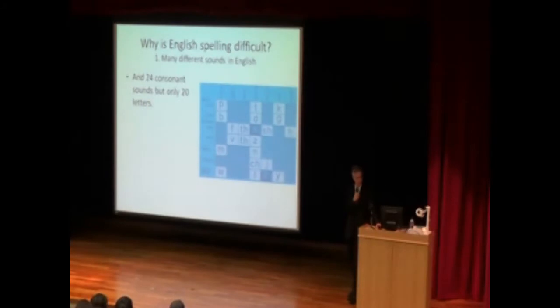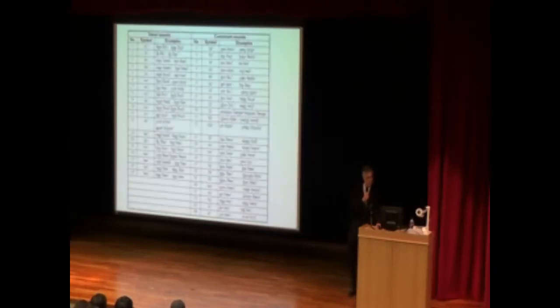Then we've got 24 consonant sounds, but only 20 letters. So English has a problem in using the alphabet, because the alphabet is not completely suitable for English, but we are stuck with the alphabet because of historical reasons, and I will explain those historical reasons. So here we have the vowel sounds and the consonant sounds in English. There's a lot of sounds in English, and this is what makes pronunciation difficult for non-native speakers.